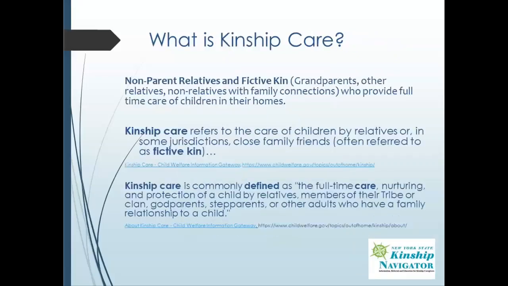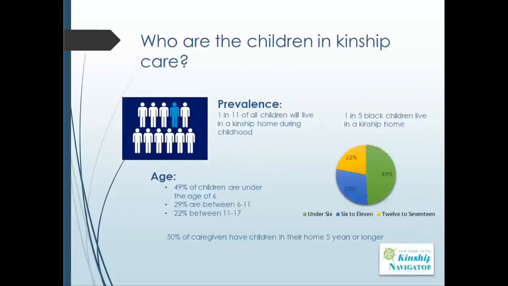So what is kinship care? Kinship care refers to non-parent relatives and fictive kin who are grandparents, other relatives, and family friends that are caring for children full-time in their homes in the absence of the biological parents. Usually we're seeing kinship caregivers that are grandparents, but we also see aunts, uncles, cousins, adult siblings, and as I said earlier, fictive kin, which is usually a family friend or a neighbor or somebody that has a strong attachment to the child. There's about 195,000 kids in kinship care right now in New York.